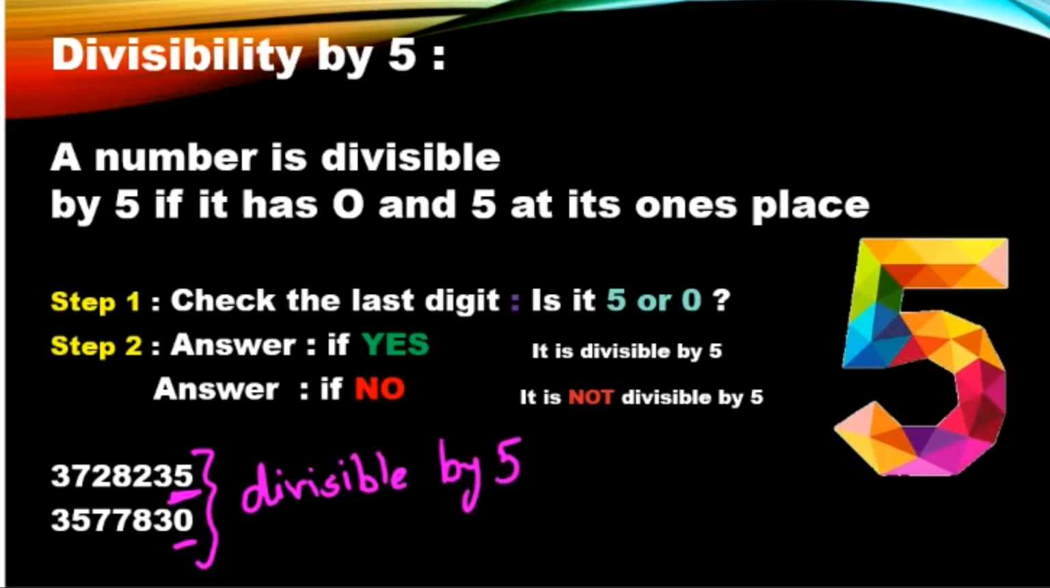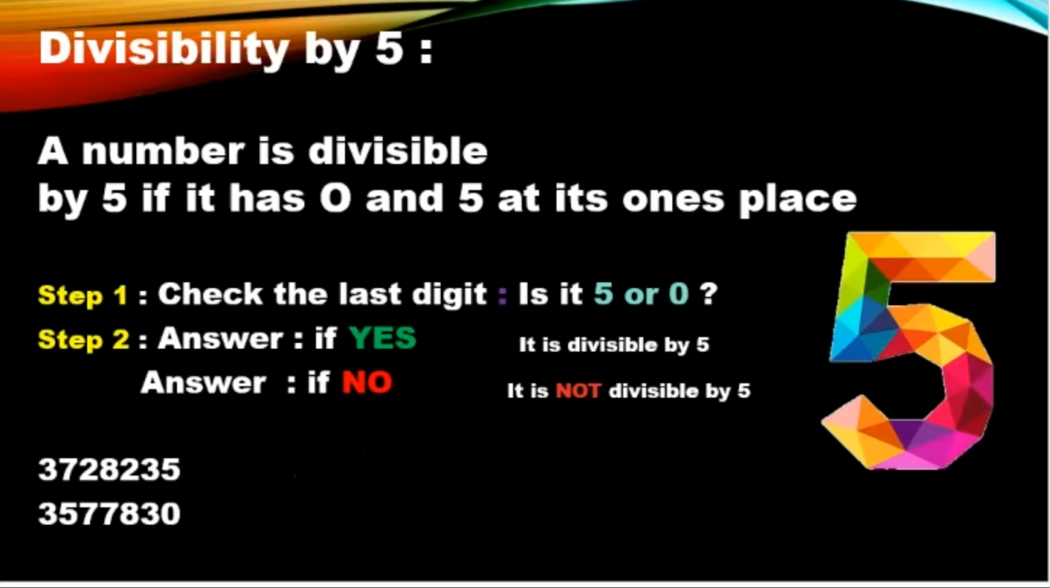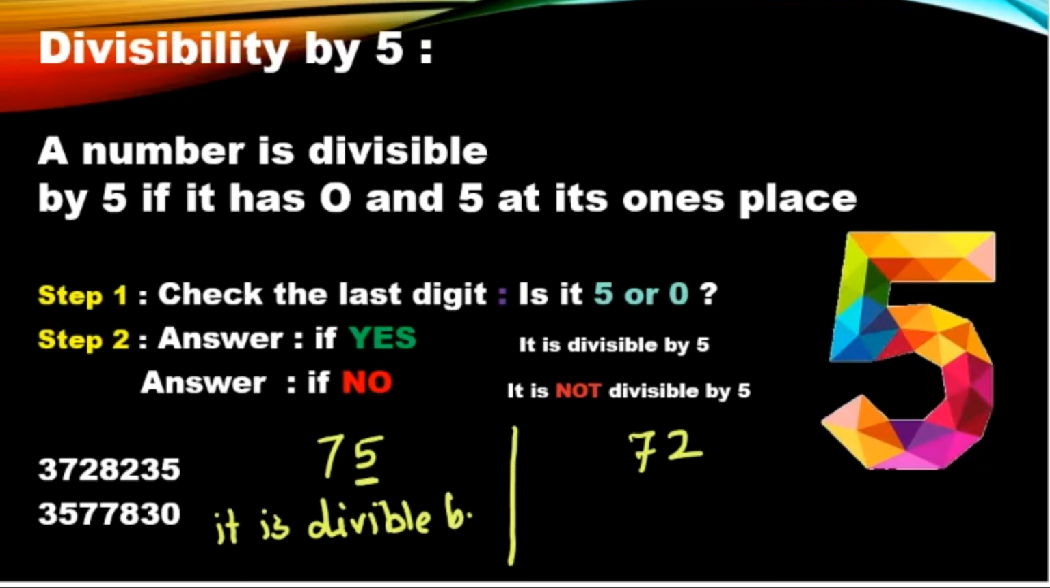Now suppose the question is like, given numbers, you have to check the divisibility test of 5. Suppose we have two numbers, that is 75 and 72. So in 75, the ones place digit is 5. That means this number is divisible by 5. If you divide 75 by 5, you will get remainder 0.